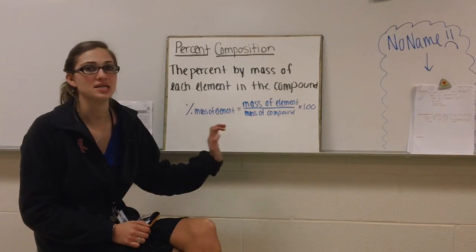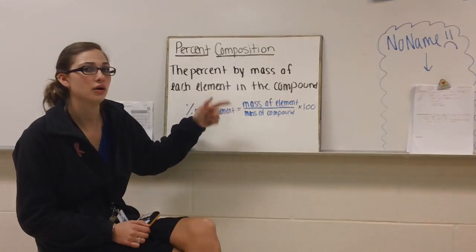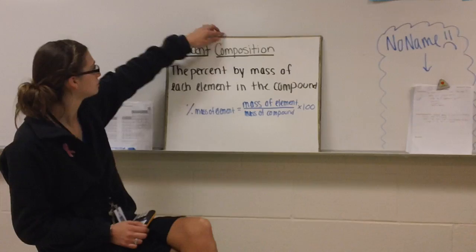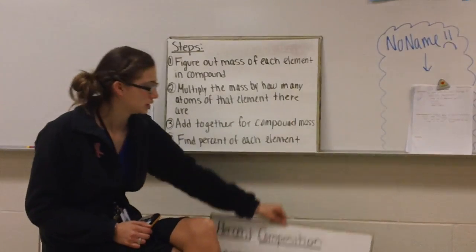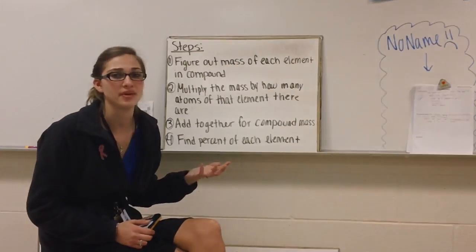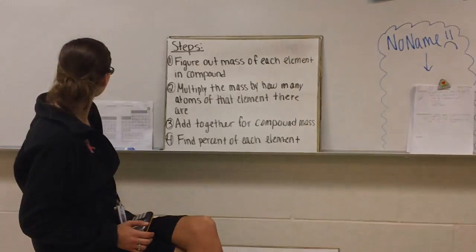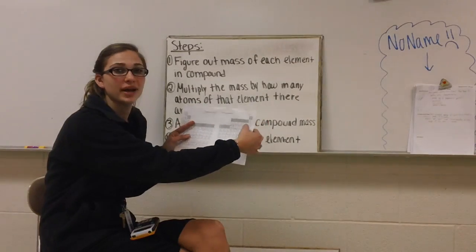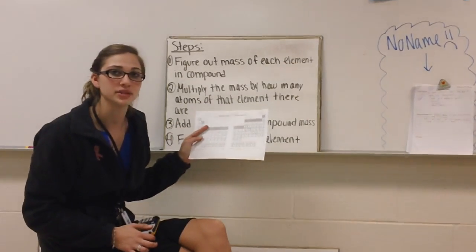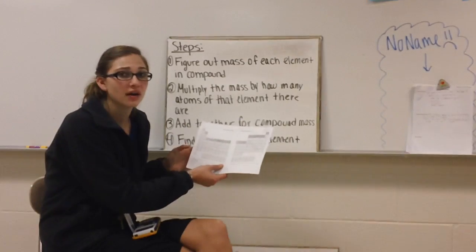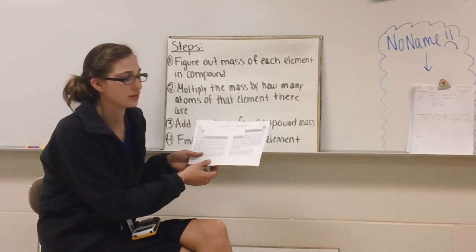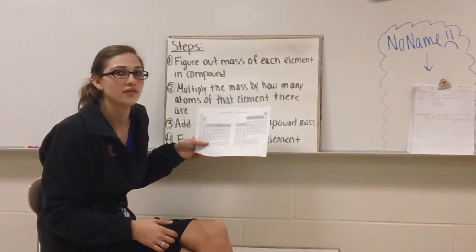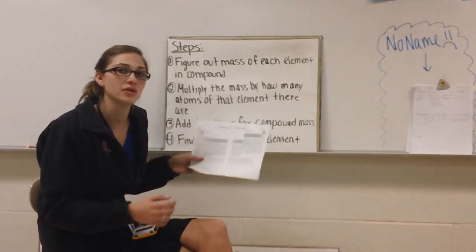Percent mass of element is equal to the mass of the element over the mass of the compound times 100, because we're doing a percent. So how are we going to figure out the mass of the element and the mass of the compound? When we look at our periodic table, we know that we have an atomic mass. That is the mass of the element. So it's really simple. We already know where the atomic mass is on the periodic table. So for example, we have carbon. The atomic mass of it is 12.01. That is the mass of carbon.